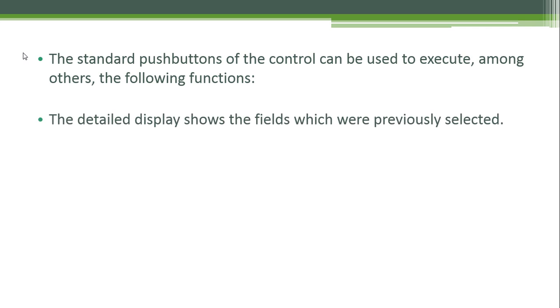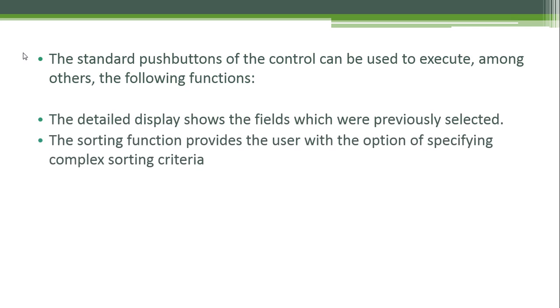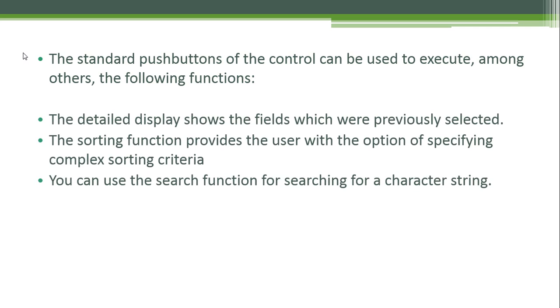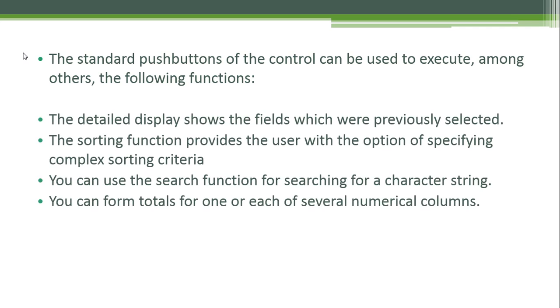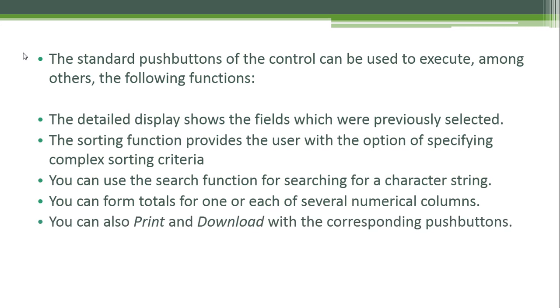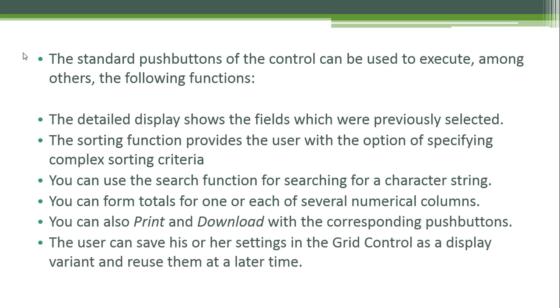The detailed display shows the fields which were previously selected. The sorting function provides the user with the option of specifying complex sorting criteria. You can use the search function for searching for a character string. You can form totals for one or each of several numerical columns. You can also print and download with the corresponding push buttons. The user can save his or her settings in the grid control as a display variant and reuse them at a later time.